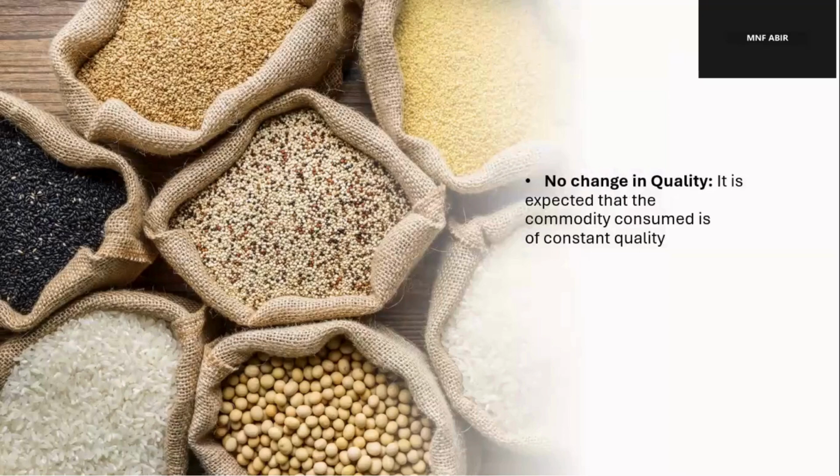And the last one is no change in quality. This assumption says that while consuming successive units of a commodity, the quality of each unit must remain the same. If the quality improves, the consumer may get more satisfaction from later units, which violates the law. If the quality falls, the consumer may get less satisfaction too quickly, which also distorts the law. For example, suppose you are eating mangoes.